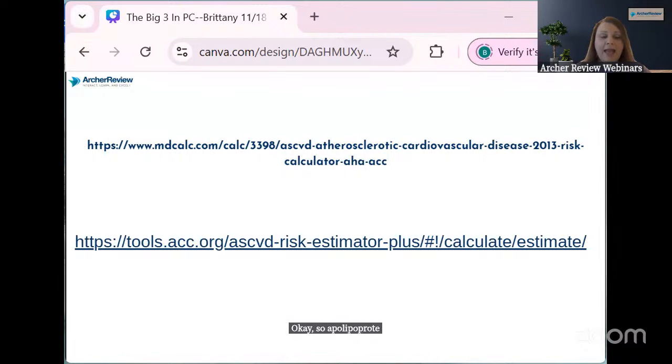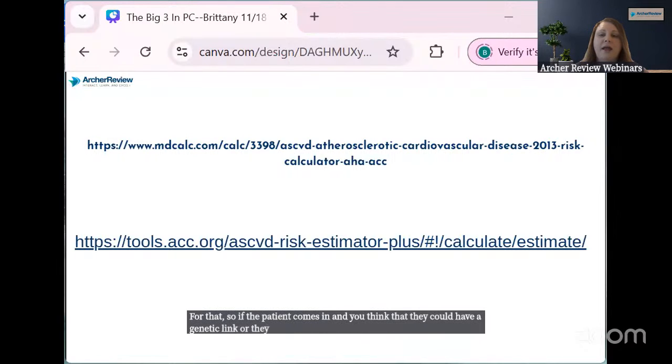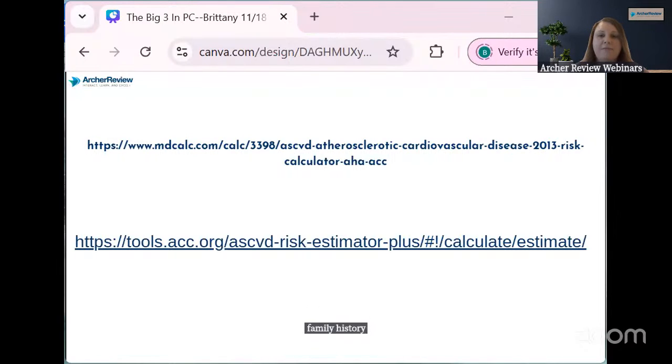Apolipoprotein A and apolipoprotein B are going to be your initial screenings for that. So if the patient comes in and you think that they could have a genetic link or they just really have a strong family history, you can get the apo A and B and check that as well.